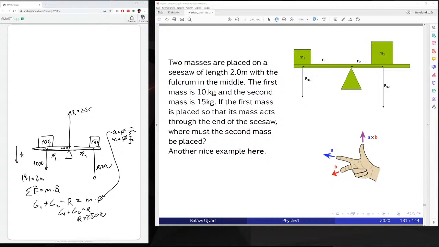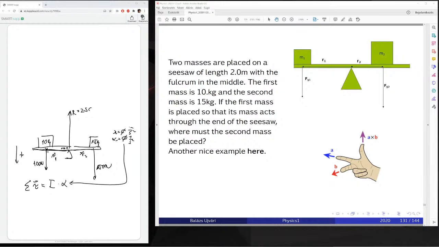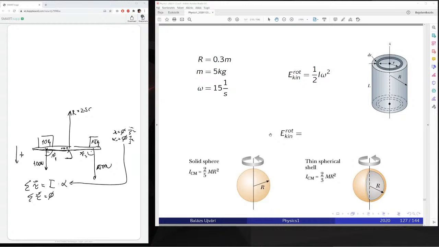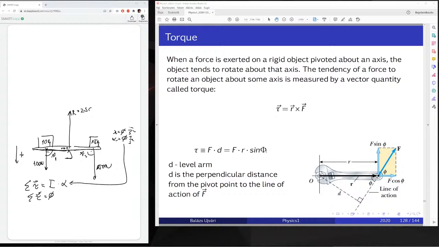Let's see what is the condition for the balance in rotation. So the dynamical equation for rotation is sum of the torque equal moment of inertia times alpha, but balanced means it has to be 0, so the sum of the torque has to be 0. What is the sum of the torque? Right now we are pretty lucky because the angle between force and this R is 90, so we can forget this sine alpha.